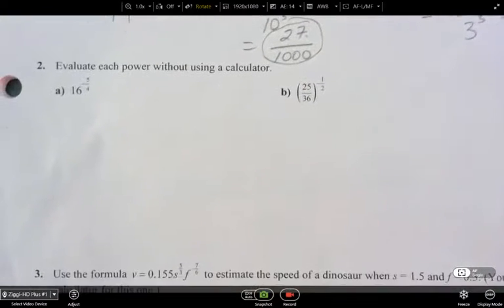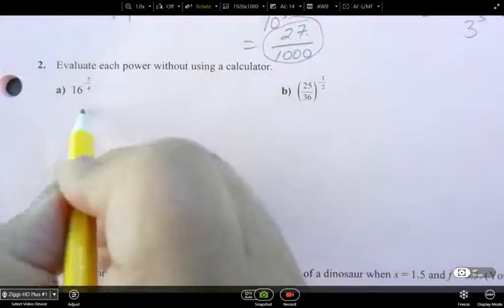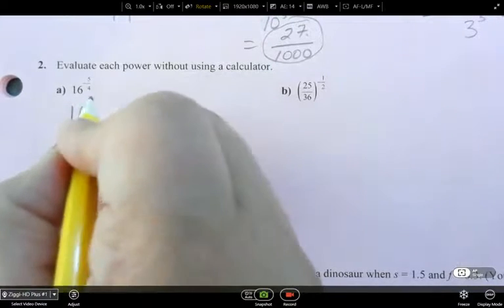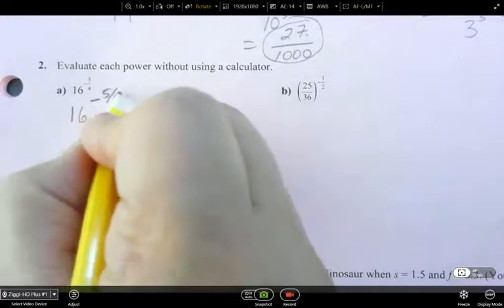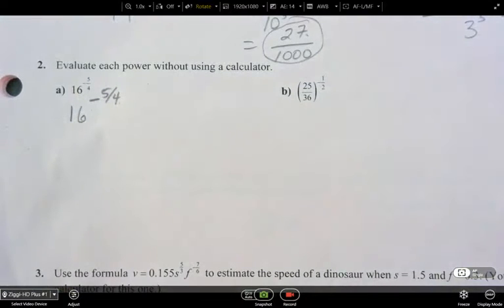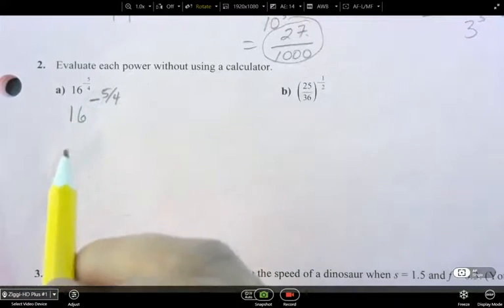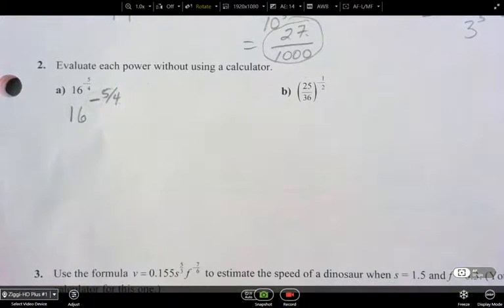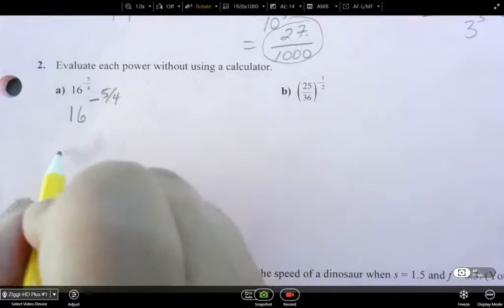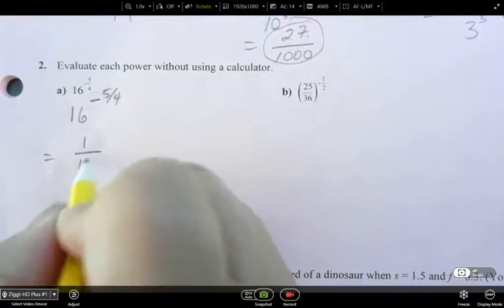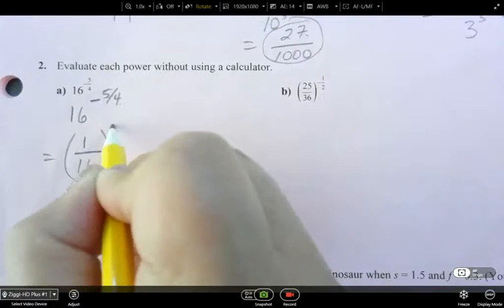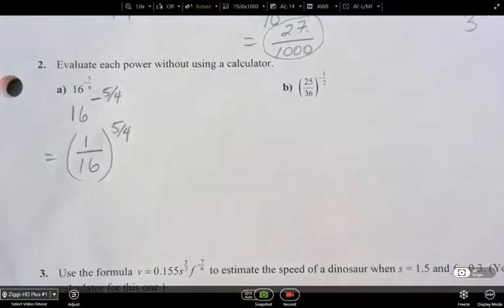Okay. Now, number 2, these are written really small. So, excuse me, just in case you can't see, that's what it is. How can I get rid of this negative? How can I make this exponent a positive exponent? So you'd have 1 over 16 to the power of 5 over 4. Now, we've got an exponent that's a fraction.